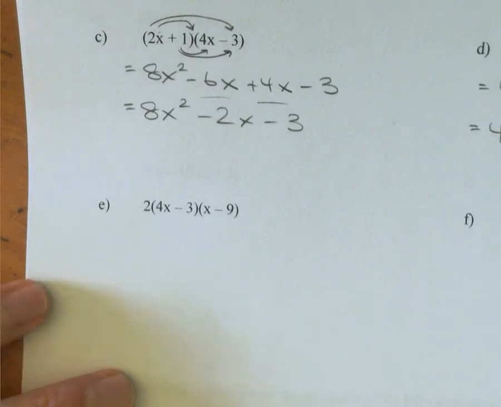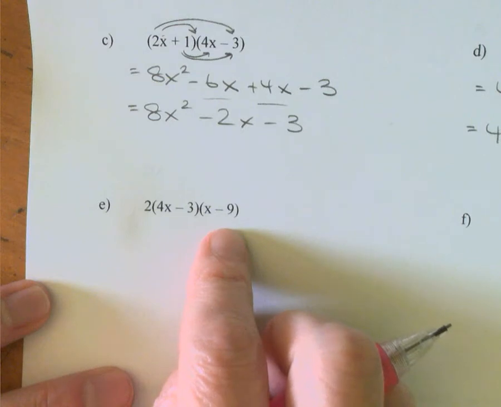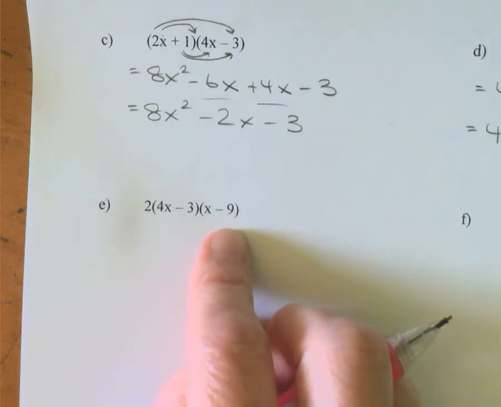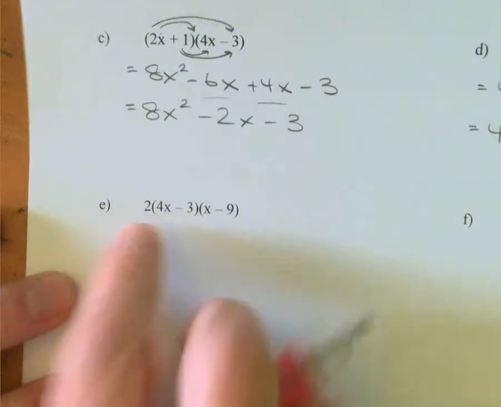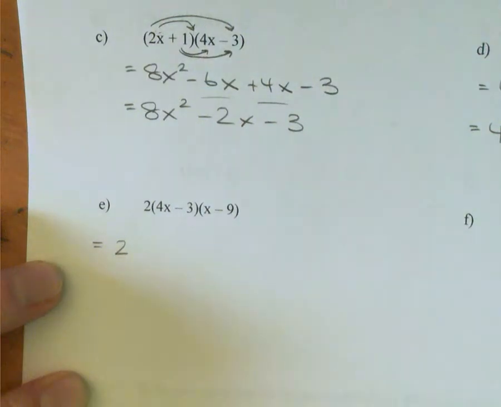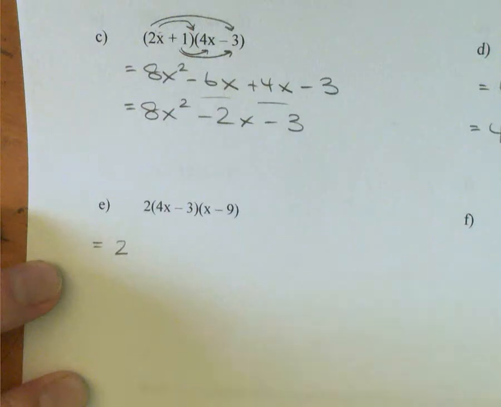Okay, if I look at E, there's a number in front of the brackets now. Well, they all want to multiply, but I really do need to follow BEDMAS. So when I follow BEDMAS, I need to do the brackets first. So I'm going to worry about this 2 after. So I'm going to write 2 here. And I'm going to do brackets first. Okay, because in BEDMAS, brackets comes before we finish out the multiplication.